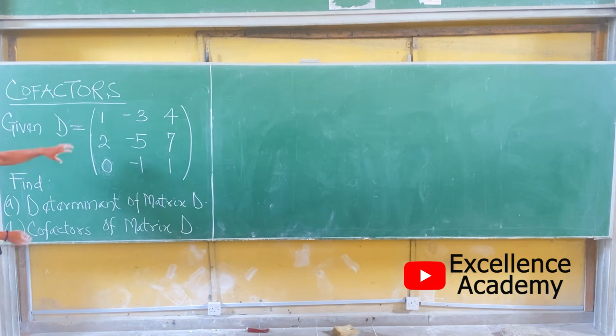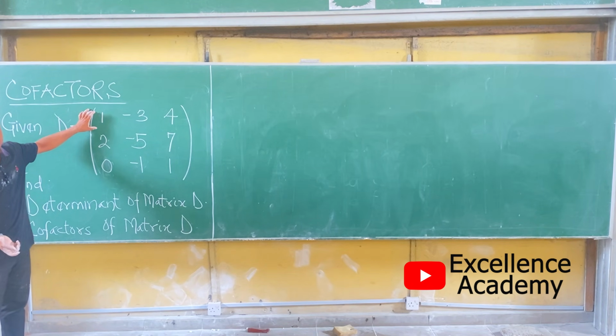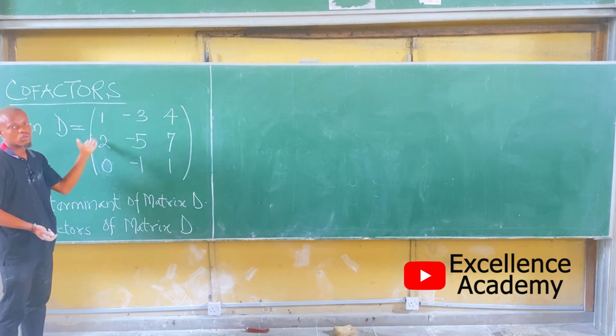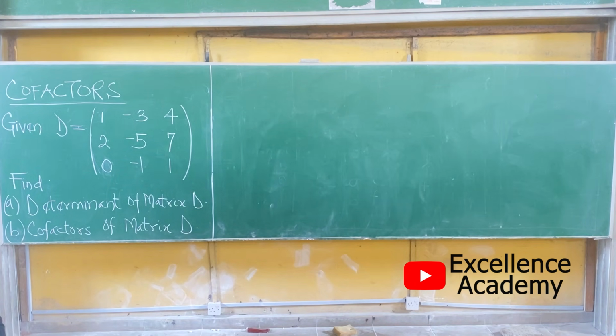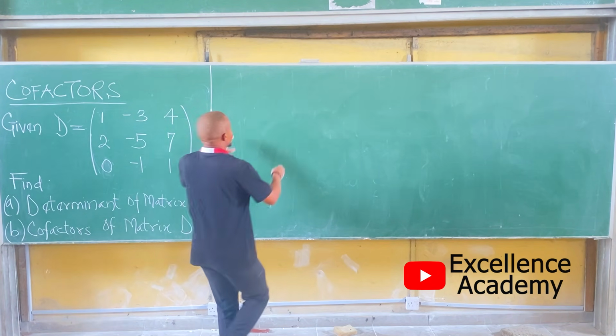All right, let's look at this. I'm having a 3 by 3 matrix, right? Since I'm having 3 rows and 3 columns, this is a 3 by 3 matrix. And earlier we did how to find the determinant of a matrix D. This question in particular gives us a kind of leverage in knowing the difference between a determinant and a cofactor. So let's start with the first question, the determinant of matrix D.